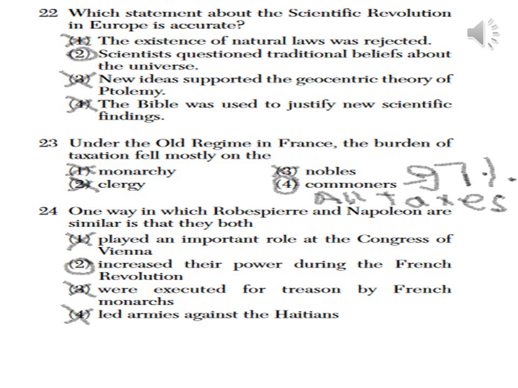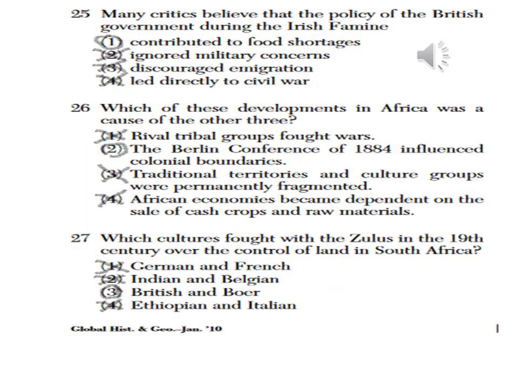So, question number 24. One way in which Robespierre and Napoleon are similar is that they both, is it 1, played an important role in the Congress of Vienna? No. 2, increased their power during the French Revolution? Yes, they did. 3, were executed for treason by the French monarchs? No. And 4, led the armies against Haitians? No. So, easy, just like that. Let's move on. All right kids, so let's take a look at question number 25.